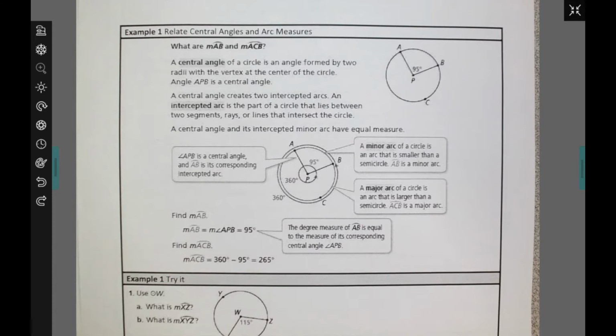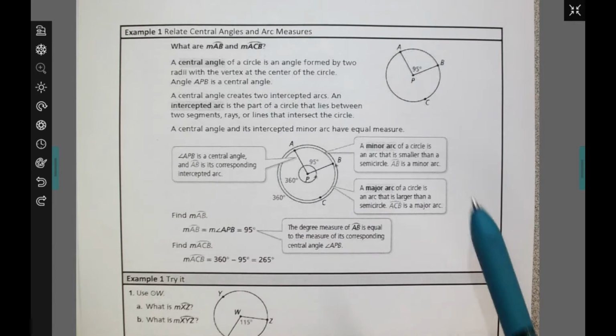All right, today we're going to be looking at arcs and sectors, and our goal is to be able to find the length of the arc and the area of a sector of a circle, and we're going to try to use them to solve problems. So the first thing we're going to look at are central angles and arc measures.